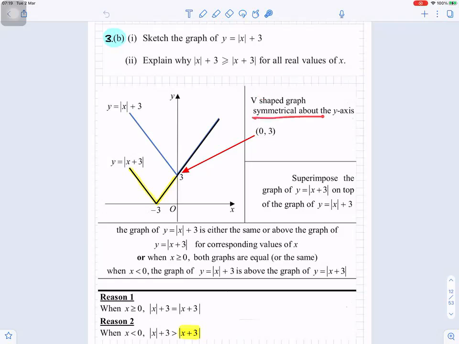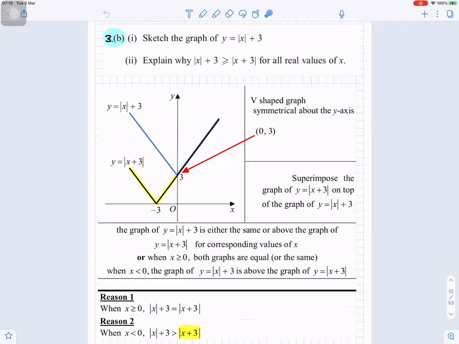And it has to be symmetrical about the y-axis. That means you put the y-axis in the middle. The right side should be the same as the left side. That's what symmetrical is. And it has to be a V shape, very important. And you also have to mark where it crosses the y-axis, (0, 3). Very, very important. That's what gives you the mark. And that covers part 1.